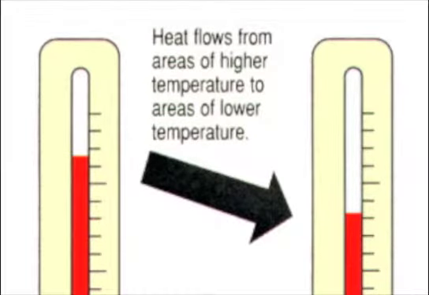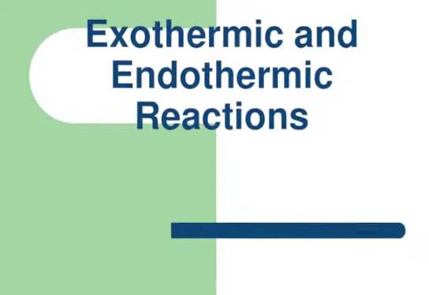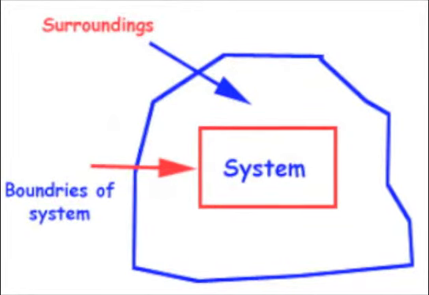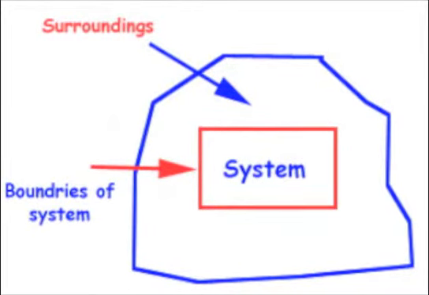Today we will look at energy through the transfer of heat. Heat flows from areas of higher temperature to areas of lower temperature. In an endothermic process, the system gains heat as the surroundings cool down. In an exothermic process, the system loses heat as the surroundings heat up.